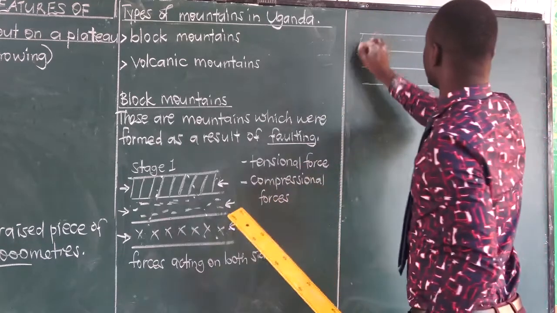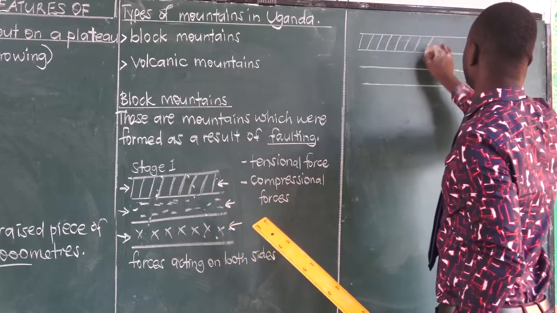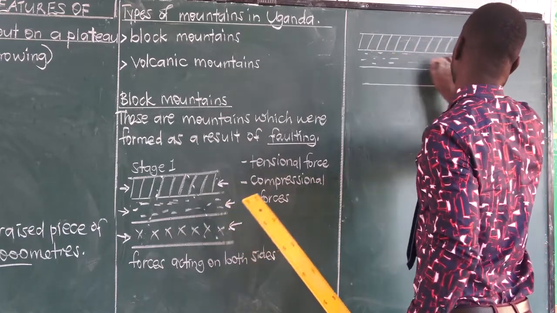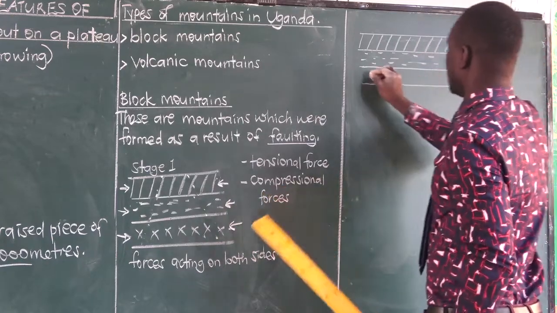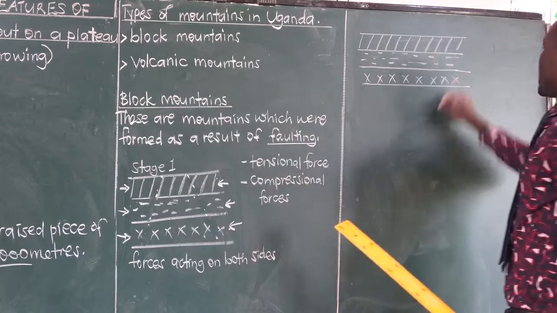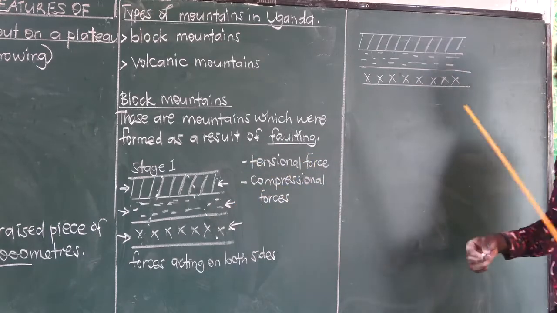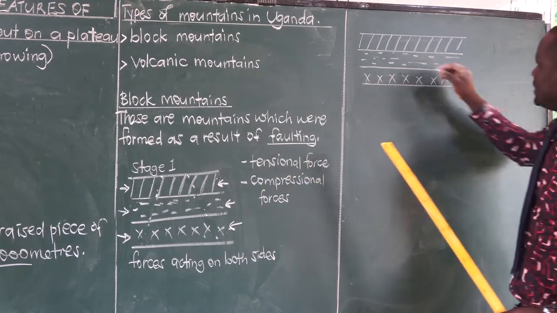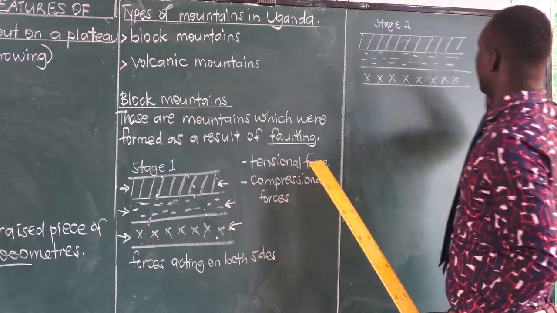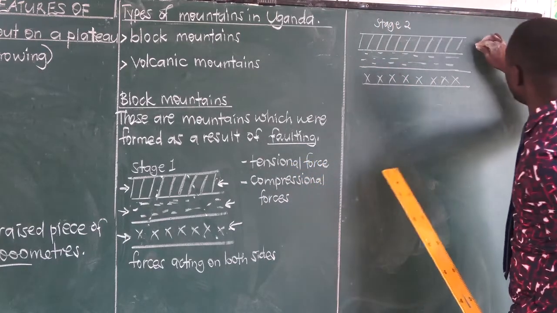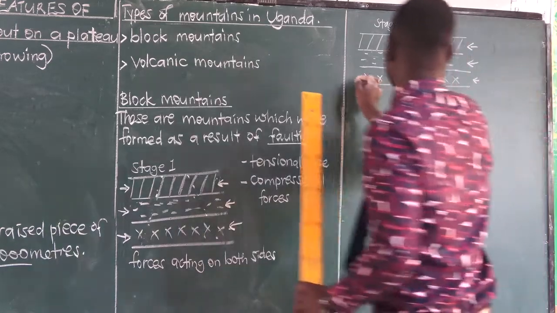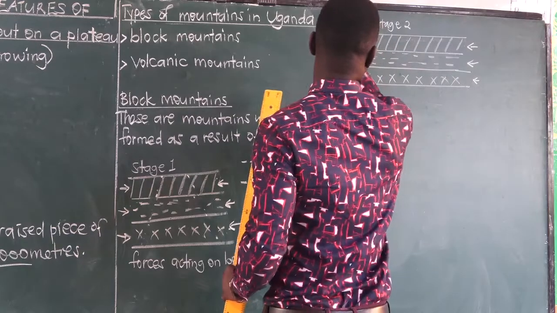The first, we were having it shaded like this. Second one, we had it shaded like this. And then the third layer, we had it shaded like this. So we are going to see in the second stage now, that is stage 2, remember we are having these forces continuing to push this earth from both sides. We call it squeezing it from both sides.